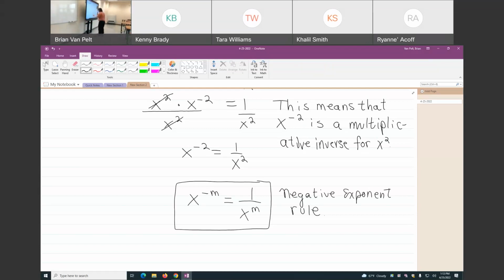Note that, make sure you always keep this in mind with any of these fractions like this. They divide by 0, so that's why x cannot equal 0 on any of these things.